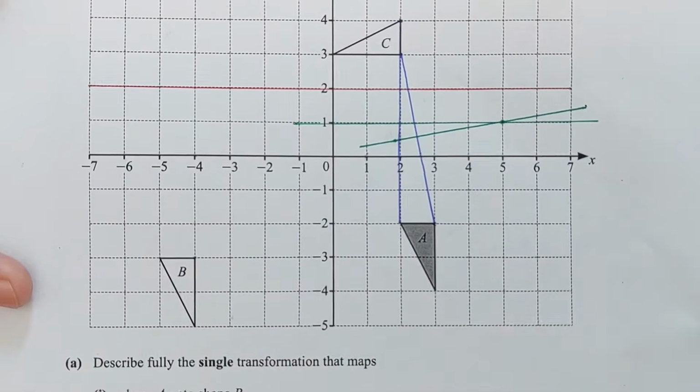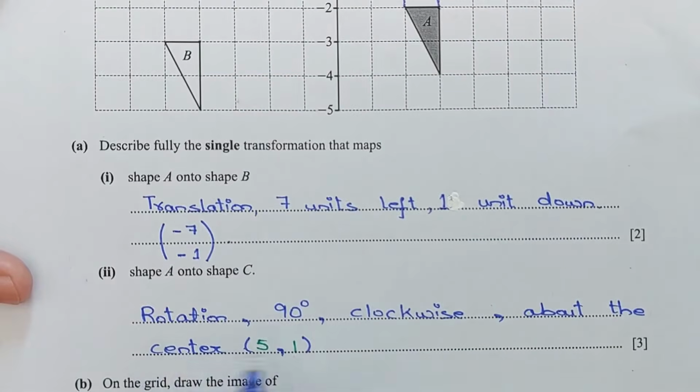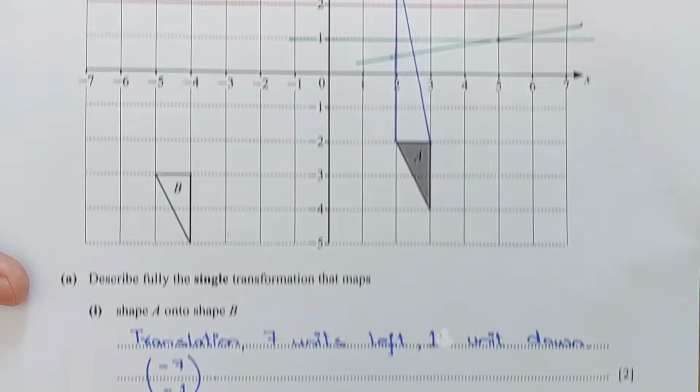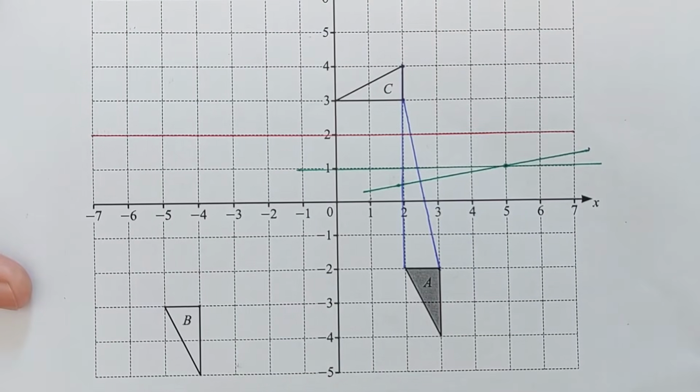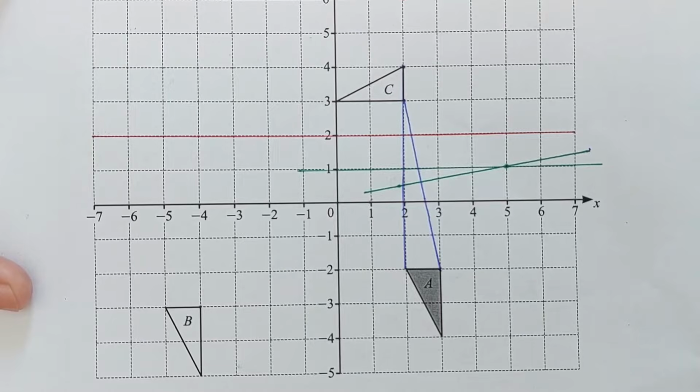Now we have to find the center of rotation. You can see it is a rotation of 90 degrees clockwise. To find the center of rotation, there are two ways. The first way is to use tracing paper, a technique I have shown in many of my videos. But if you don't have tracing paper, there is another technique to find the center of rotation. So let me show you that way.